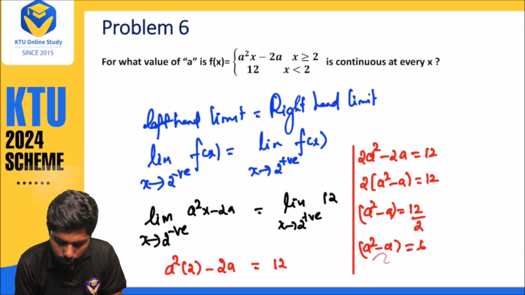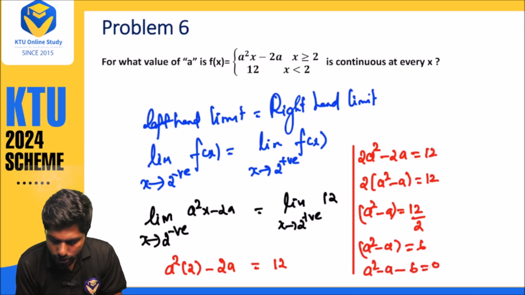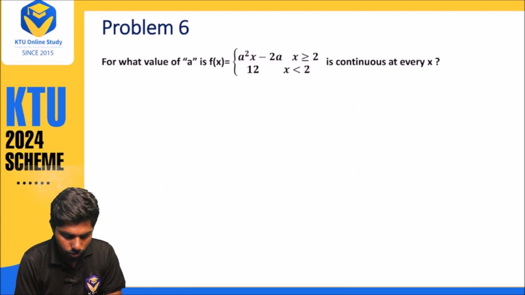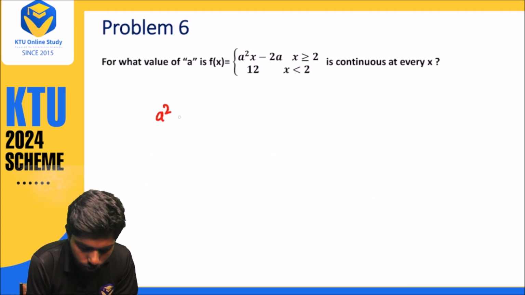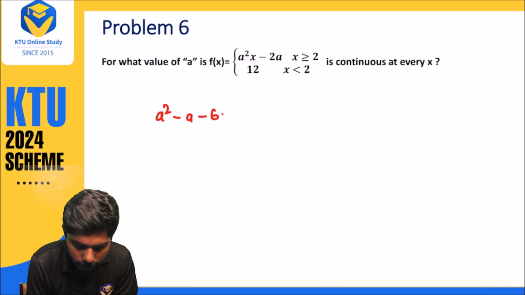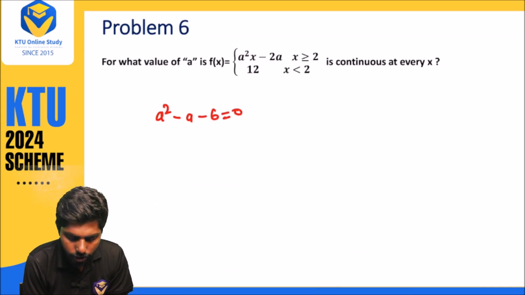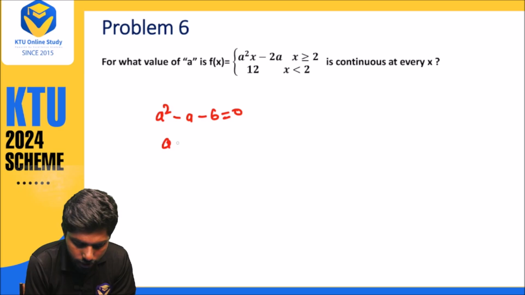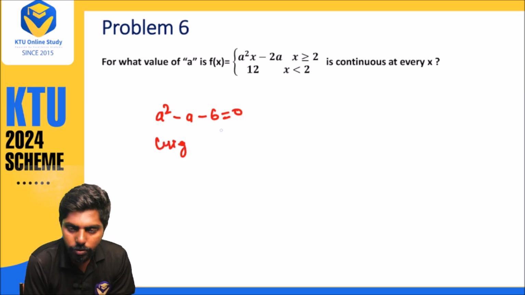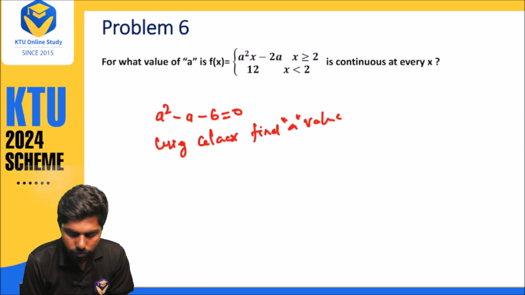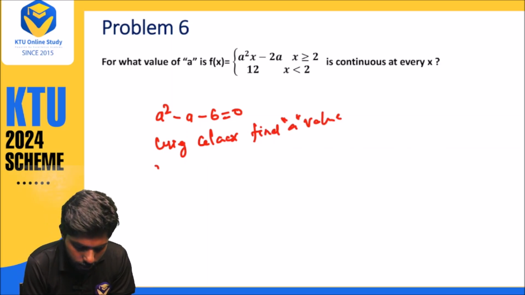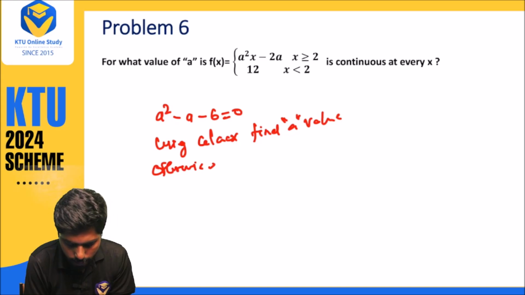So what you will be getting? That is nothing but a² minus a minus 6 is equal to 0. So taking the roots, what you will be getting? That is a is equal to, using a calculator you can find the a value. Otherwise, a² minus a minus 6 is equal to 0.